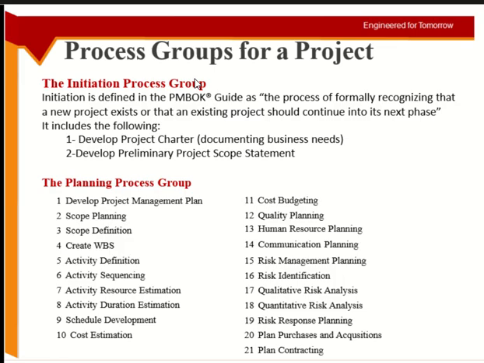Quality planning, what quality we need, how will we maintain it? What people we need, human resources. How will we communicate with each other?